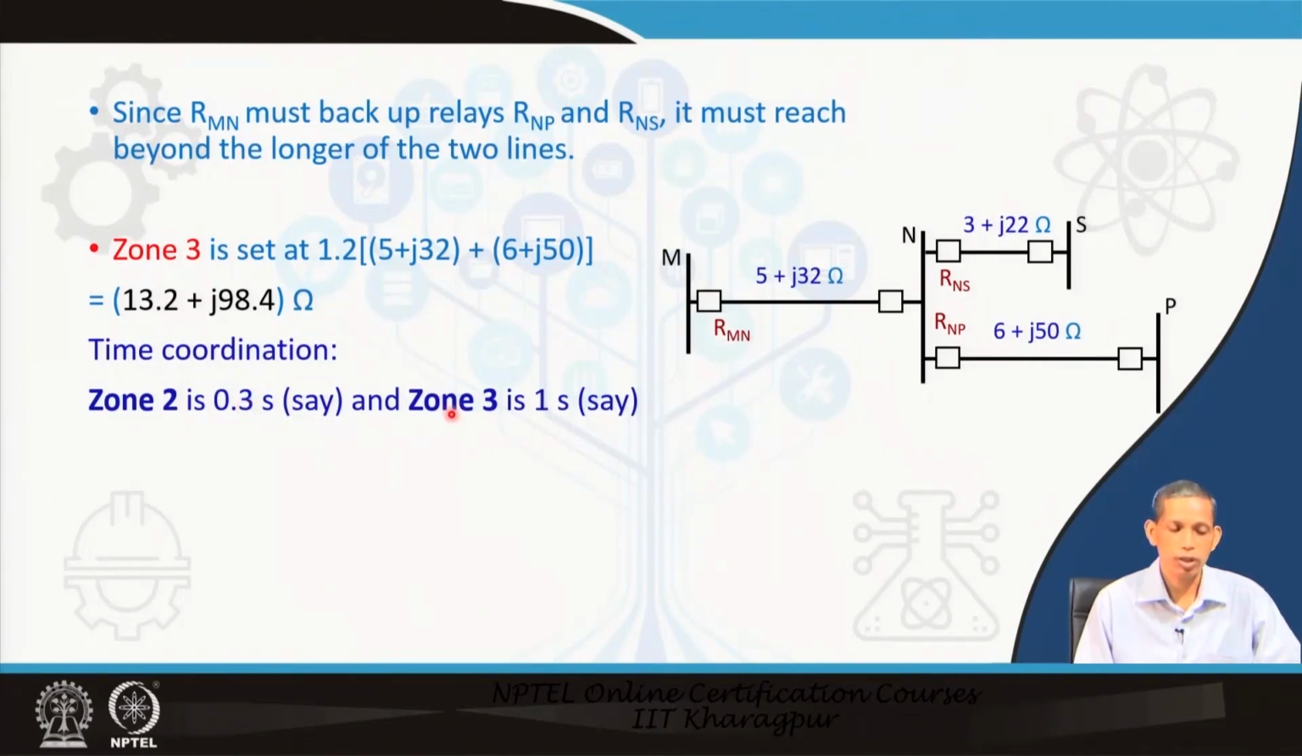Zone 3 has a further delay. So, here it is set at 1 second. So, this is what we learn: how to have zone 1, zone 2, zone 3 settings, including the time steps, that is the distance relay principle for different lines.